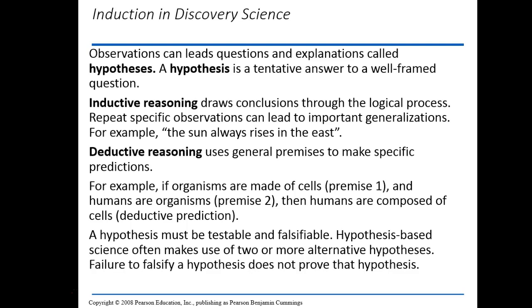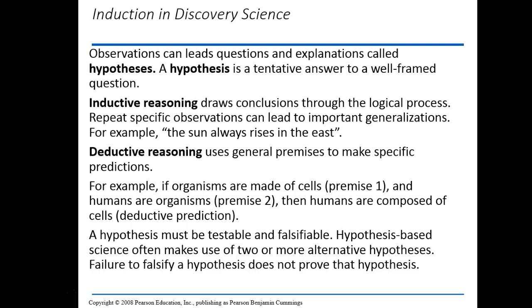We see it rising every single day in the east, so we think tomorrow it probably will, and it probably does. And then deductive reasoning uses premises, so uses something one knows to make predictions. So deductive reasoning is: the sun always rises, so we're going to deduce it's going to rise again tomorrow. But the sun may not even come up tomorrow.